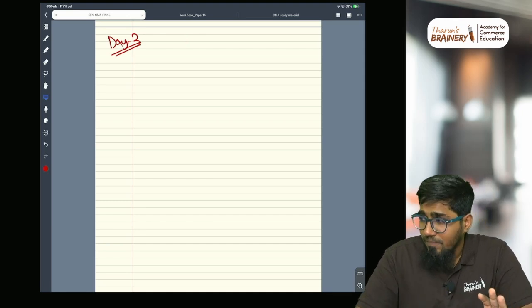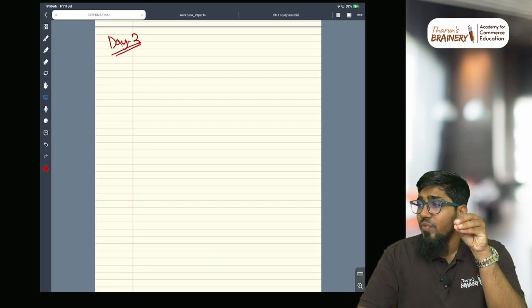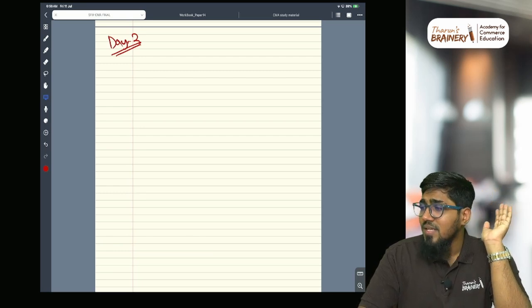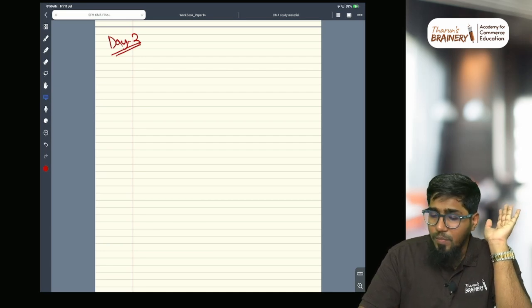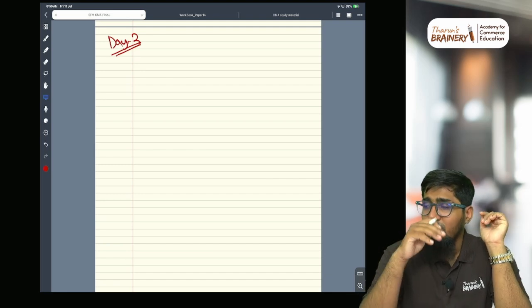Day 2, the summary. Trust me, before the examination, your classroom notes will be some 250, 300 pages or 200 pages if you're writing in class properly, or if you're attending the classes properly. And it is impossible for you to revise those 200, 300 pages before the examination. So what will be helpful is the summary notes that you yourself are preparing.